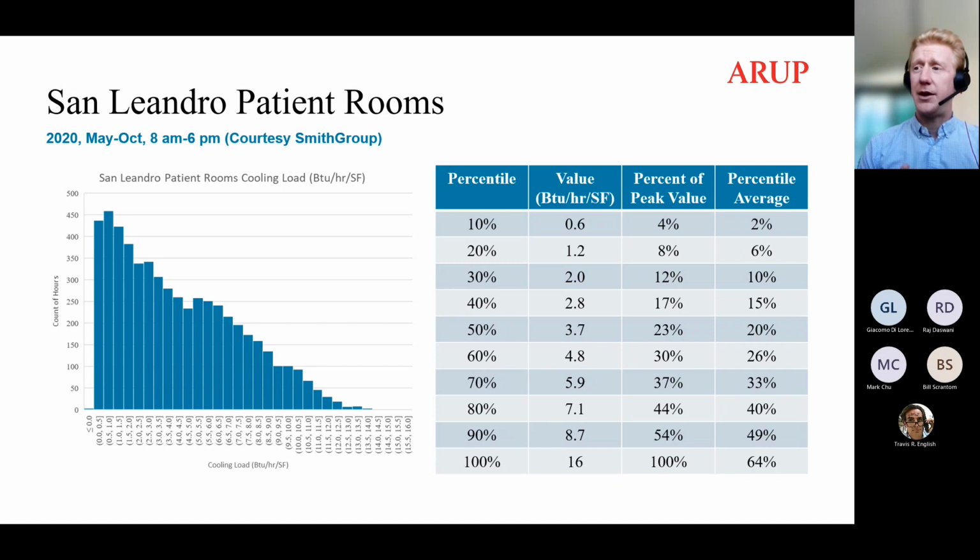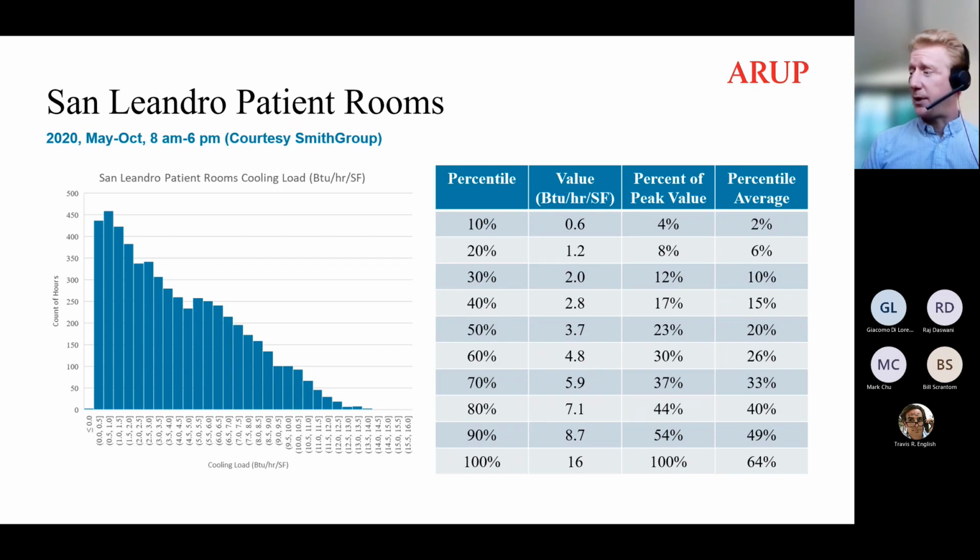And so if we take just this data and we line it all up and look at the percentiles and the values of BTU per hour per square foot at which we hit 10%, 20%, 30% of that total peak load within the model, what you see in the table on the right is that 10% of the time the load is 4% of the peak or less, 8% of the peak or less for 20% of the time, etc., going all the way up to 90%. 90% of the time, the load is 54% of the peak or less.